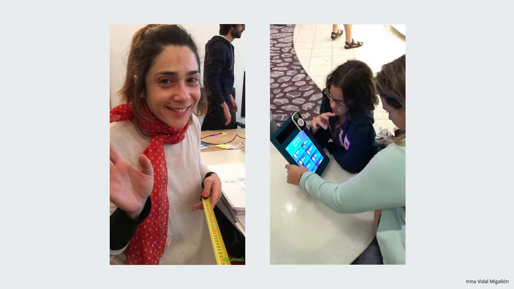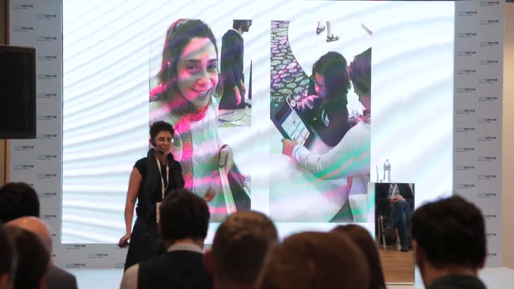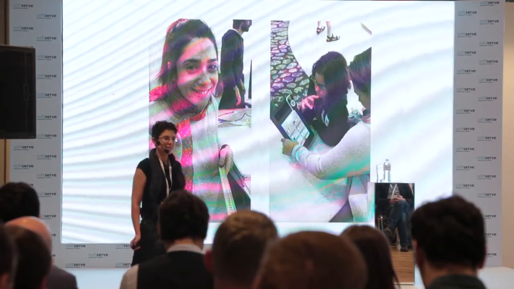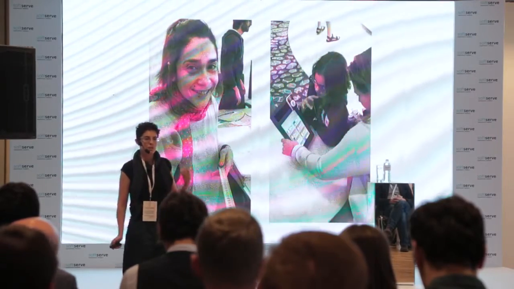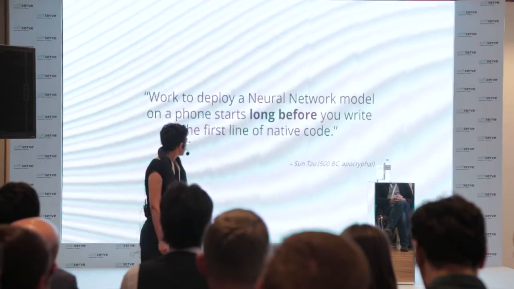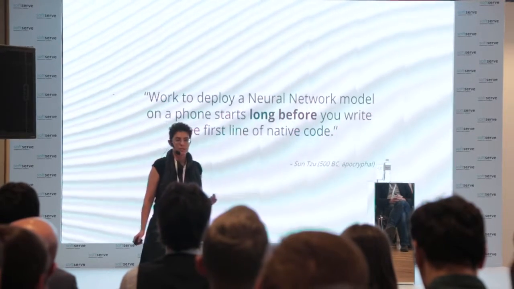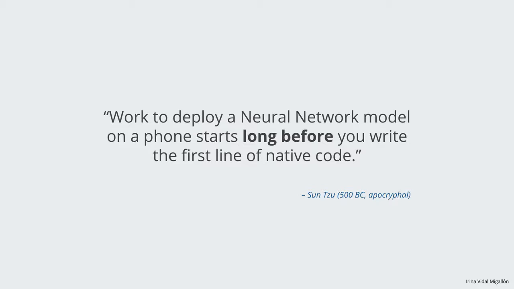At that point, we decided to turn to deep neural networks. If you're hearing a kind of disclaimer here, it's because that's what it is. What I'm saying is we actually turned to deep learning because traditional techniques were failing us. So what we realized at that point is something that Sun Tzu may or may not have said centuries ago, and that's that when you're trying to deploy a network on a mobile device, the work doesn't start with writing native code. It starts way, way before that.